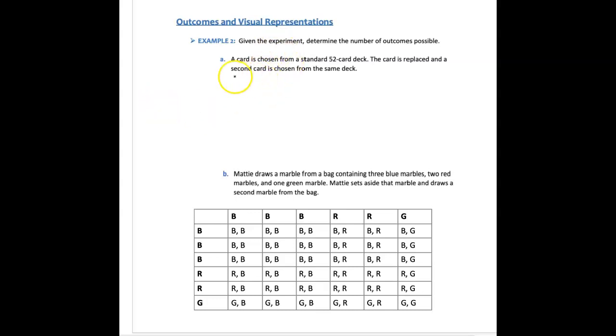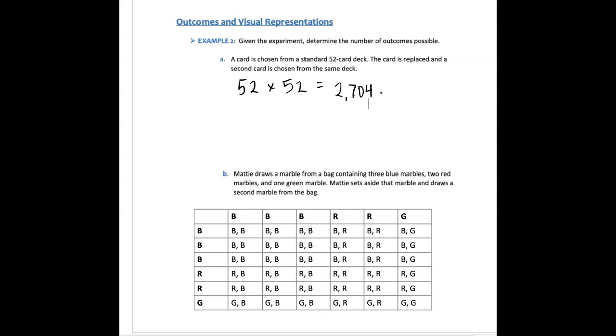For 2A, a card is chosen from a standard 52 card deck. The card is replaced and a second card is chosen. So here I'll think about that like I choose my first card and you have 52 choices for that first card, right? There's one of 52 cards you could choose with that first one. And same thing with that second card. There are 52 choices you could make, or 52 cards you could draw, with that second card. So the number of outcomes is simply 52 times 52, or 2,704 outcomes.